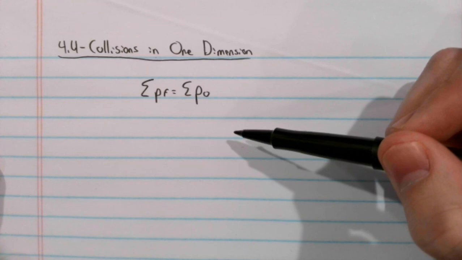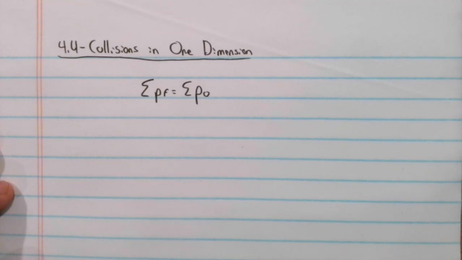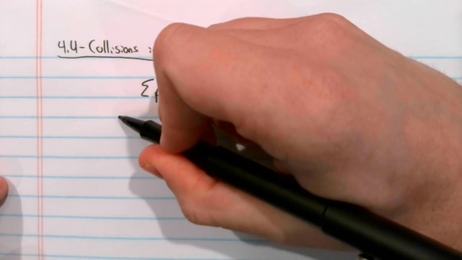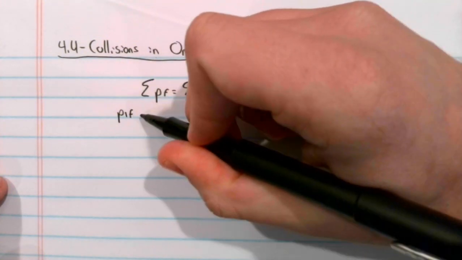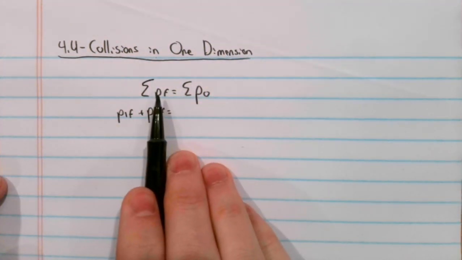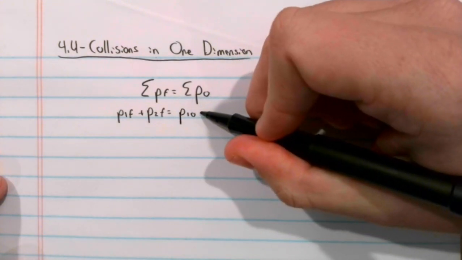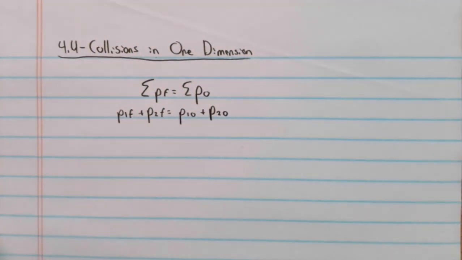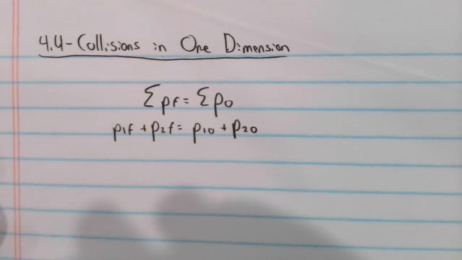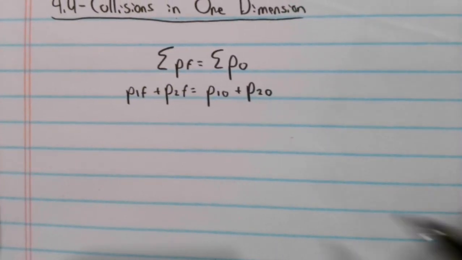First thing we'll do is express this with each object. So usually we use 2 objects in our problems. So I'm going to express that as such. P1F plus P2F is another way to write the sum of the final momentums. Similar logic here will give us P1O plus P2O. So we have a little more detailed version, but this is still pretty general. So we'll plug in M and V to each of these.